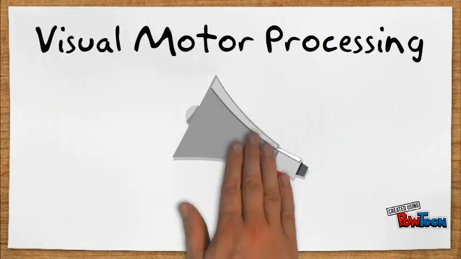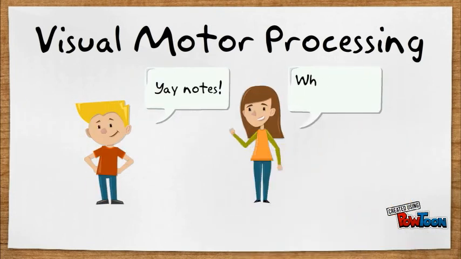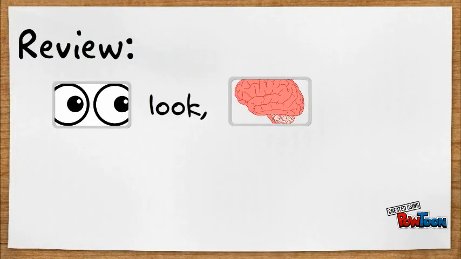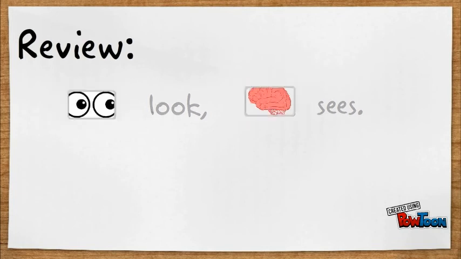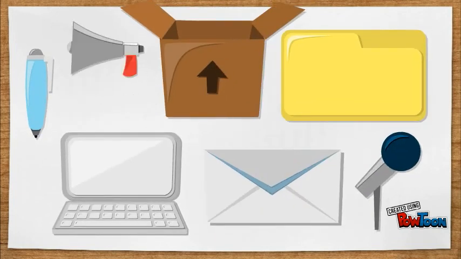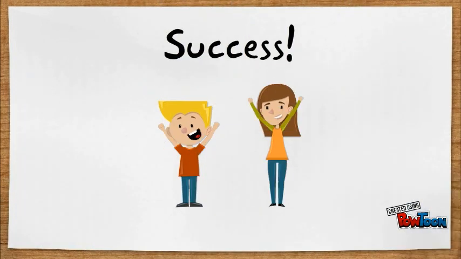Substituting oral reports for written ones can also be helpful, along with providing a note buddy to make sure notes are clear and organized. To review, the eyes look, but the brain sees. While there are many different types of visual processing disorders, there are even more accommodations and strategies that can help all students be successful in the classroom.